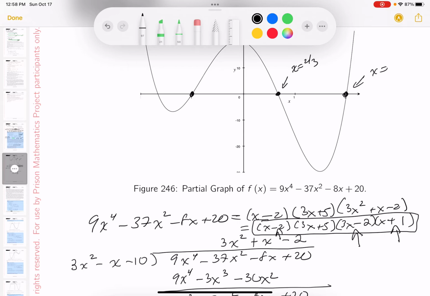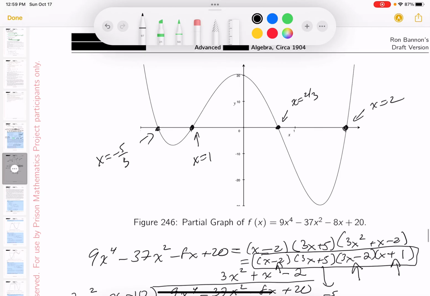This is x equals 2. That's x equals 1. And let me do this one for you. What's it going to be? It's going to be minus 5/3. All right, that's x equals minus 5/3. The other thing I do is I put down the y-intercept, which is 20. That's very simple to do. And then I would do sign analysis.